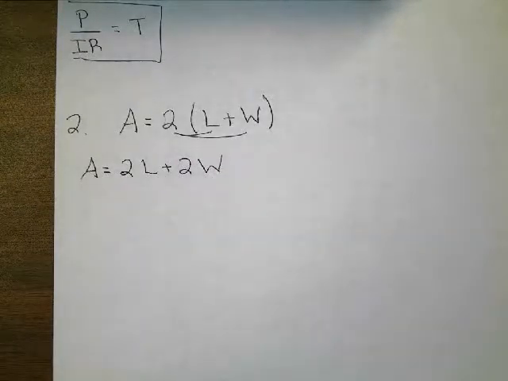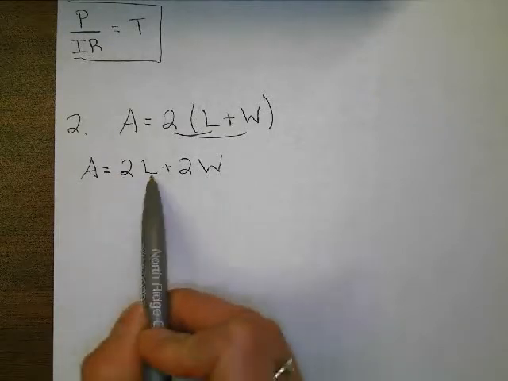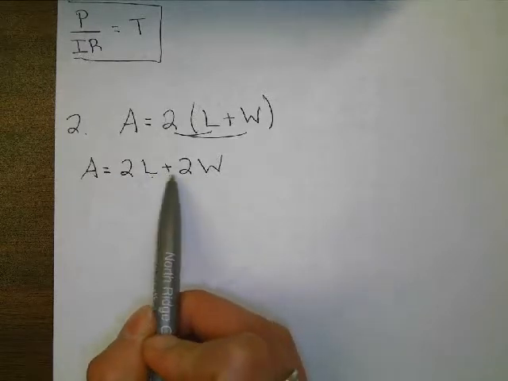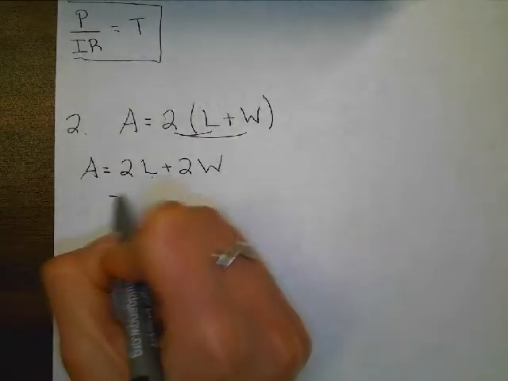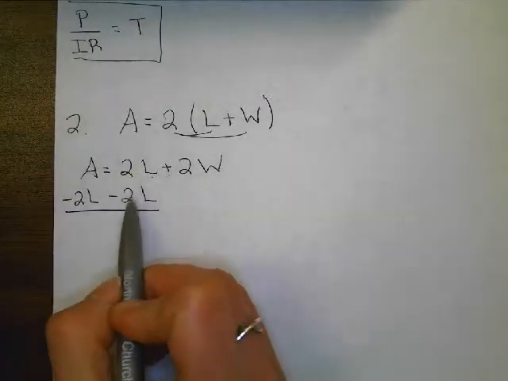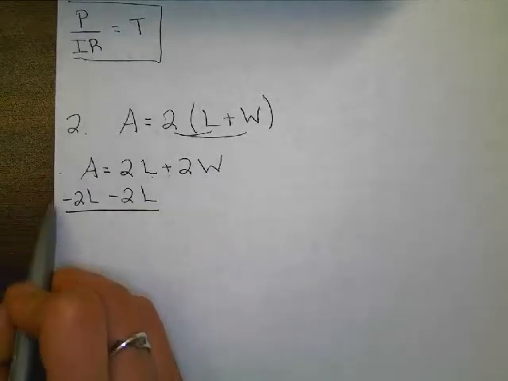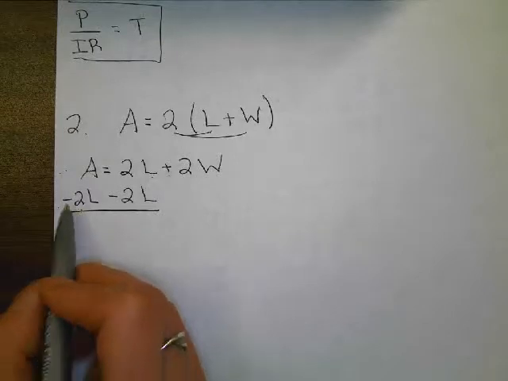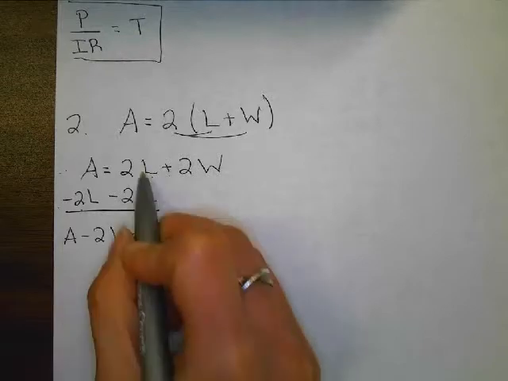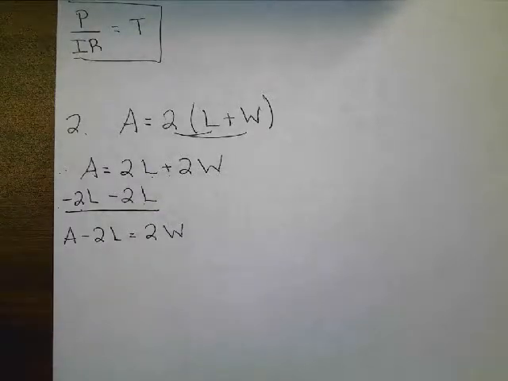Now we are trying to get W by itself, so in order to get W by itself, I need to get rid of this 2L. Well, this 2L is added to the 2W. The inverse of addition is subtraction, so I'm going to subtract 2L from both sides. 2L minus 2L is 0, and over here, these are not like terms. This has an A, this has an L, so they're not the same. So I have A minus 2L equals, that goes away, makes a 0, so then I just have 2W left.